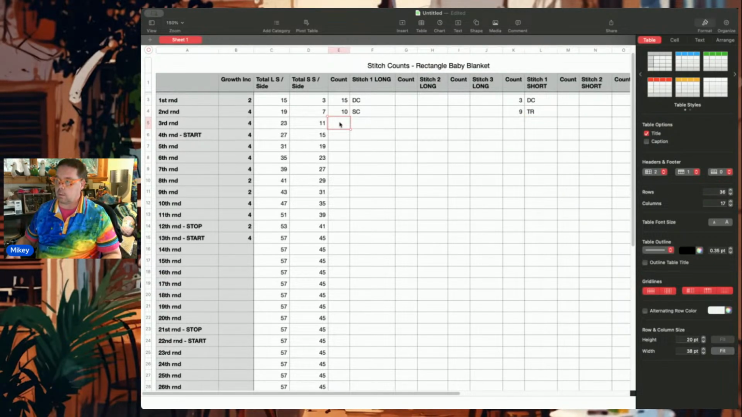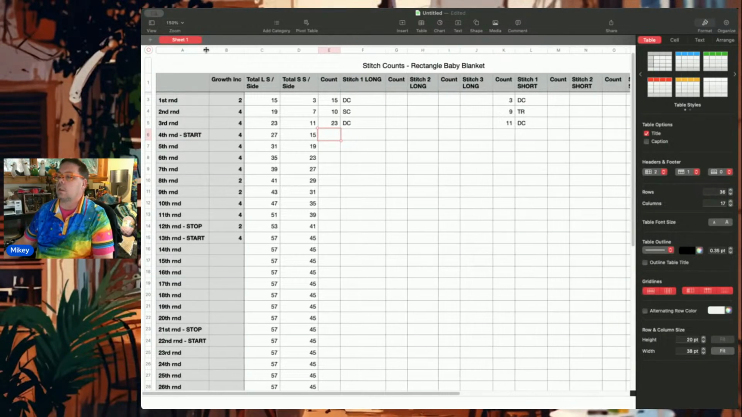Okay, and then number 3. I have to get myself established. We have just DC here. The long side is just DC. There's 23, and 11 DC. Here's where it gets interesting, the multiples are going to get interesting.